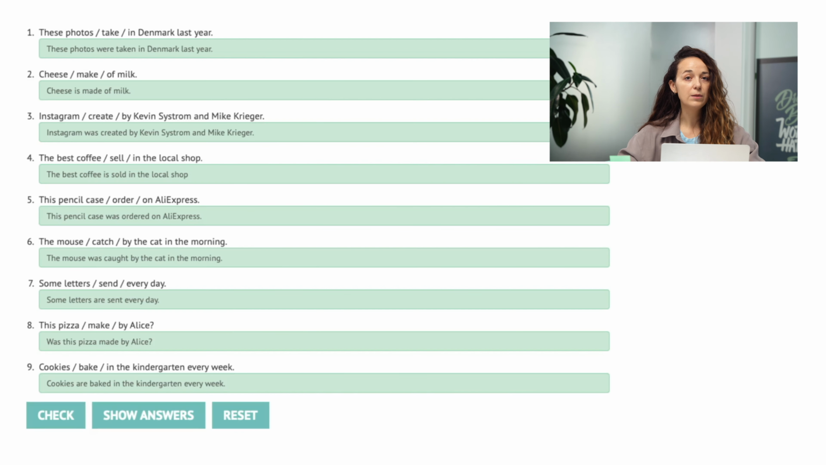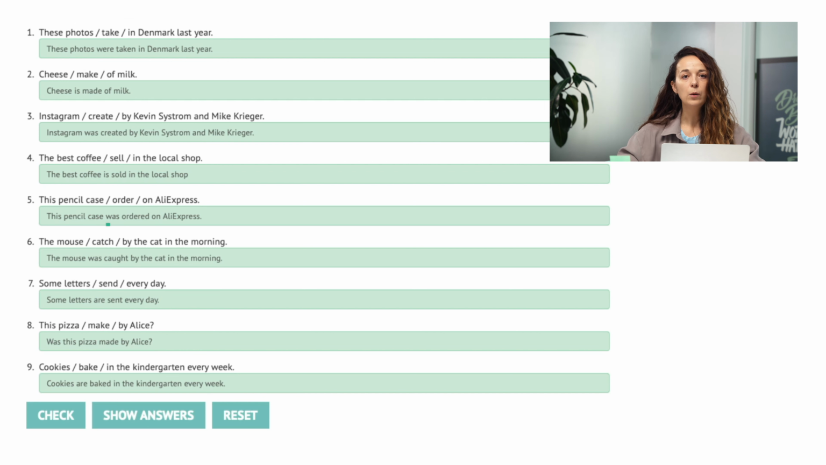Let's check out sentence 3. Why do you use past simple here? Because Kevin and Mike came up with an idea of Instagram in the past and not right now. What about sentence 5? We have past simple here because we talk about a specific pencil case that someone ordered online, but not about ordering pencil cases in general. Moving on to task 2.